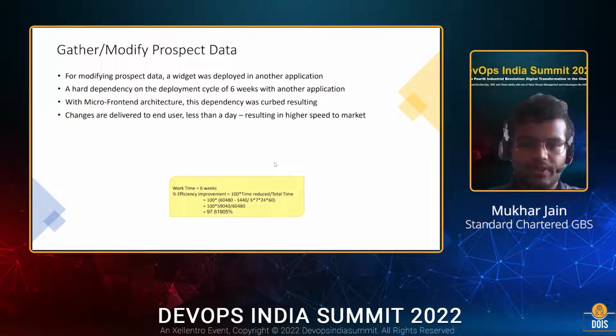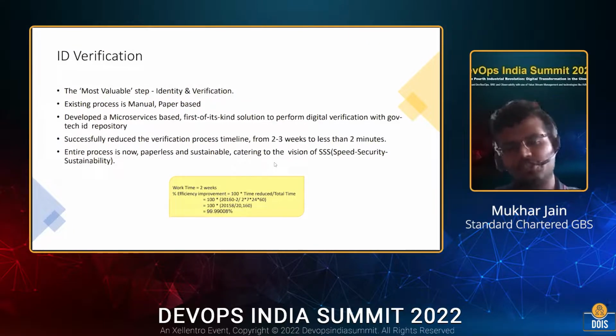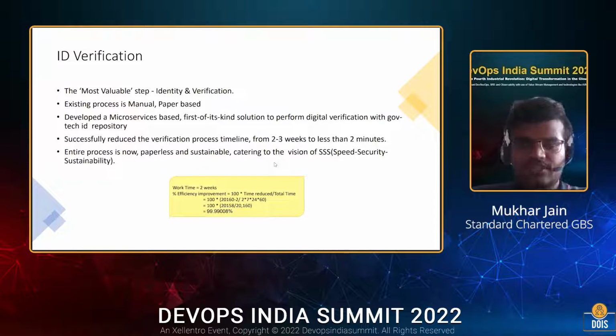Moving on, below we have a calculation showing an efficiency improvement of 97%. Moving on to the next step, which is the ID verification. As I suggested, ID verification is a crucial step and one of the most valuable and important as well. The existing process in our bank is manual, and it's more of a paper-based process which requires manual effort.